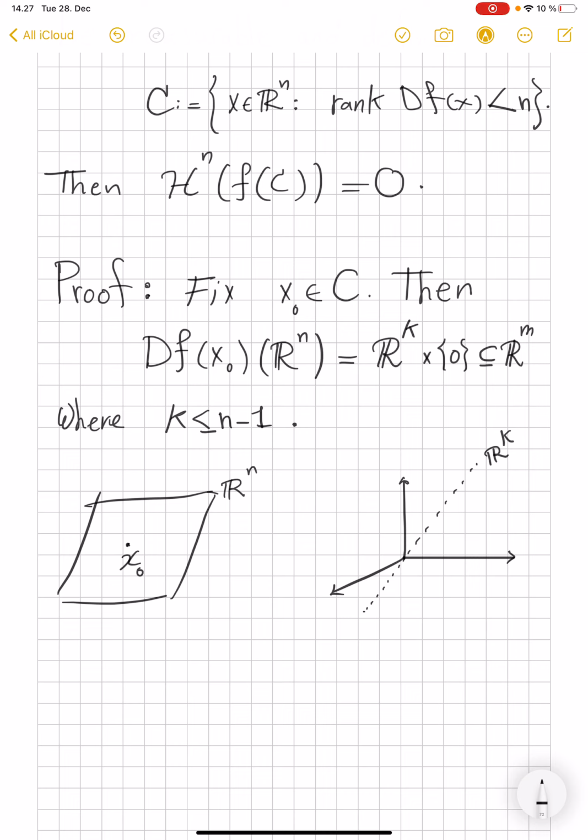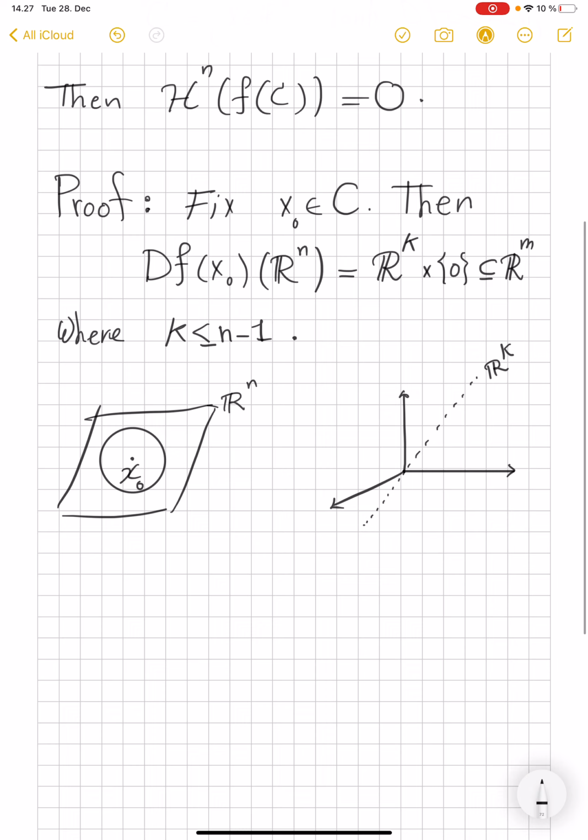Now let's take a ball centered at x0. Actually, it's a nice question how to find the center of a circle using ruler and other basic apparatus.